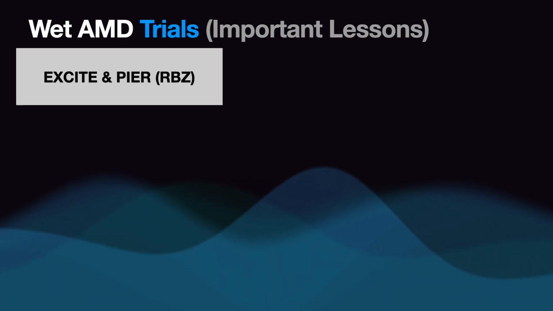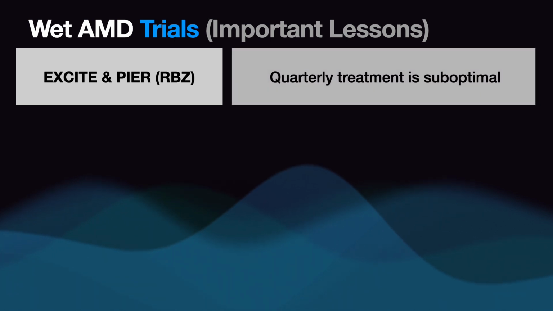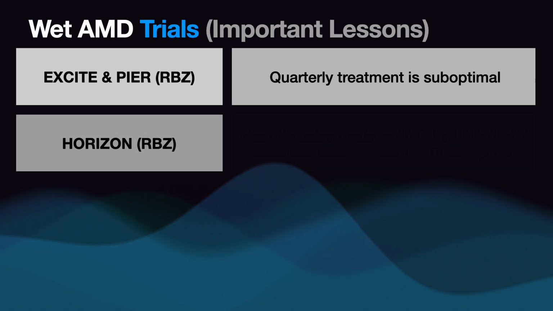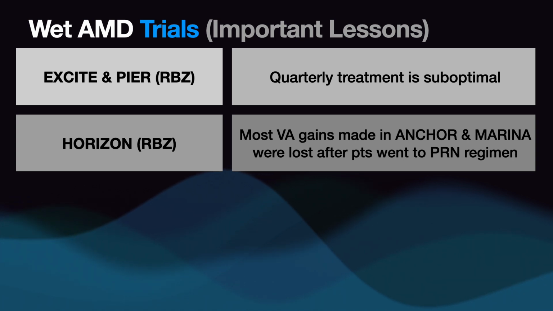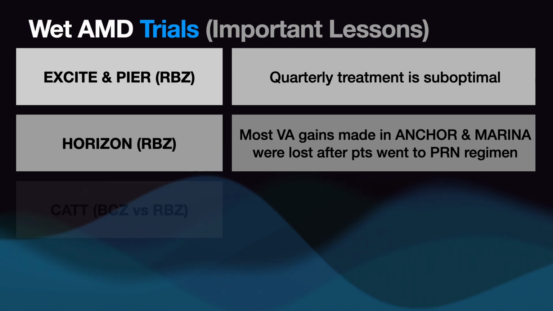Important lessons that we learned. EXCITE and PIER, those are ranibizumab studies. Quarterly treatment is not good enough. HORIZON with ranibizumab. Most visual acuity gains made in ANCHOR and MARINA were lost. This HORIZON was an extension study with PRN. They were lost after patients went PRN. But this is in the old days when we didn't really know the best treatment algorithms.